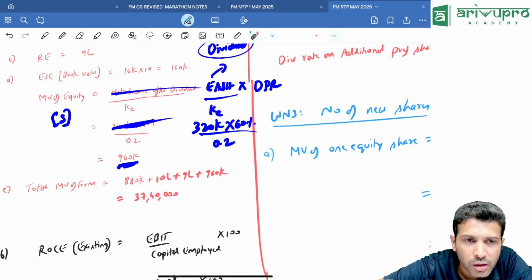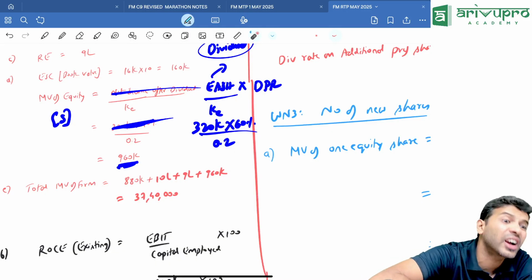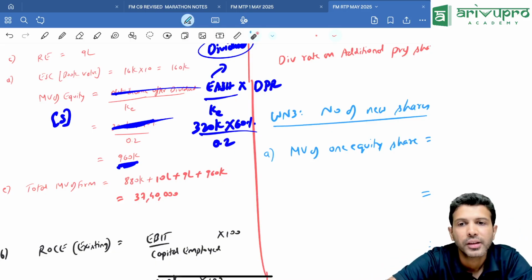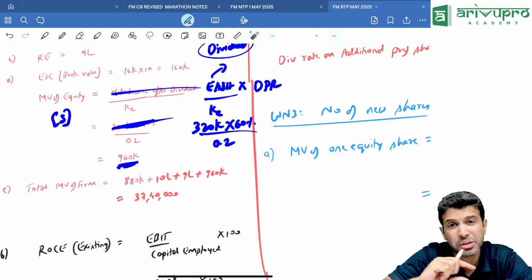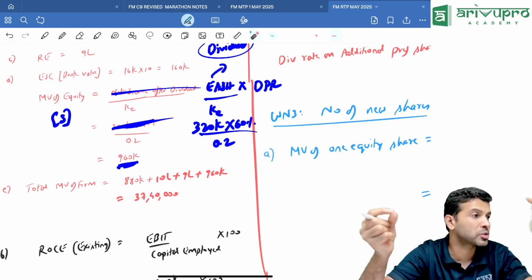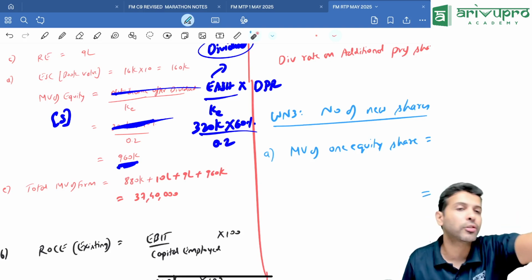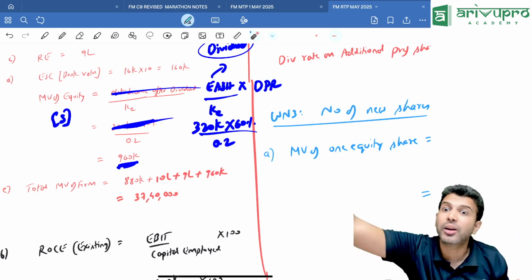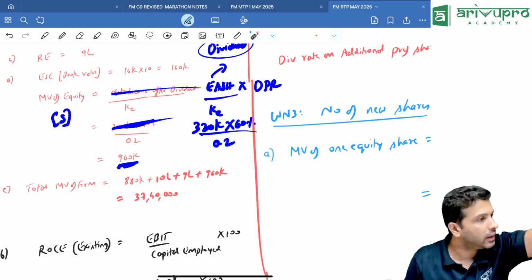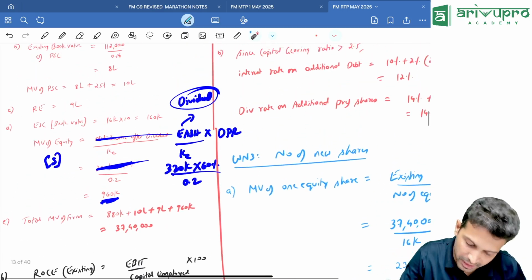Now we can find out ROI, the existing ROI. How do you get ROI? EBIT divided by capital employed. That capital employed you have to find out as per the requirement of the question based on the value of the firm. Value of the firm is always expressed in market value terms. So refine the ROI formula now: EBIT divided by market value of capital employed. That market value of capital employed is how much? 37,40,000.